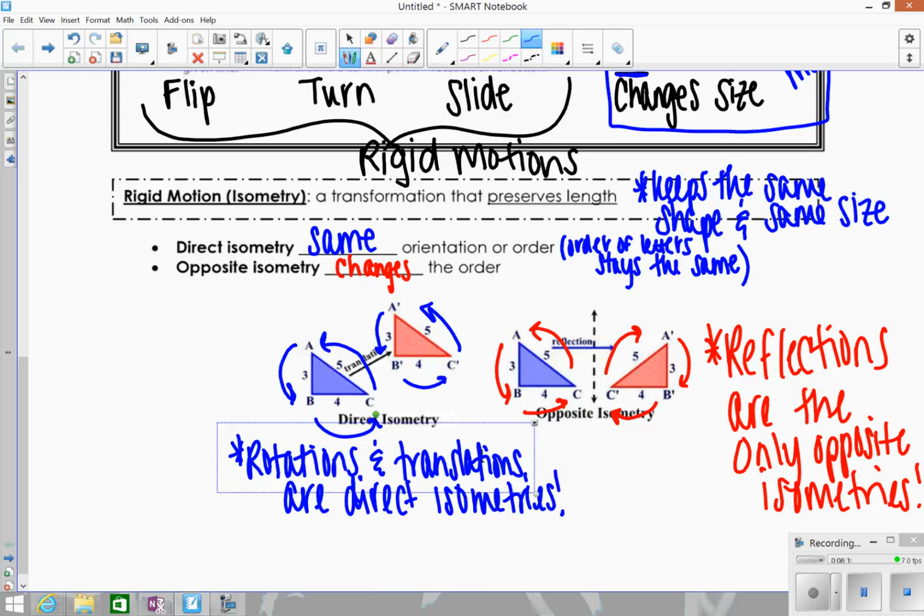And dilations would not be an isometry because the size is changing. So you can't even look at the order of the letters because the size isn't the same, so it's automatically not an isometry.